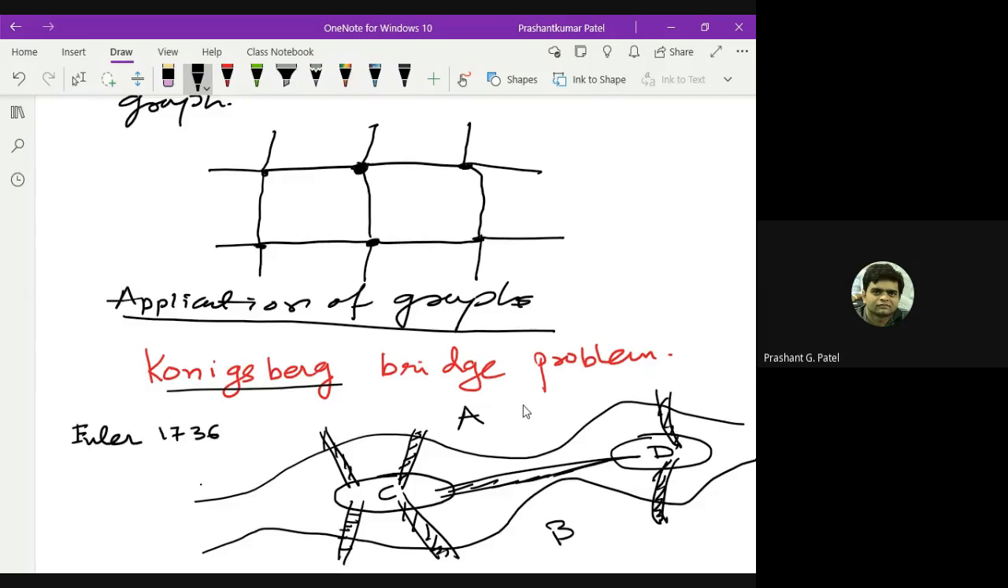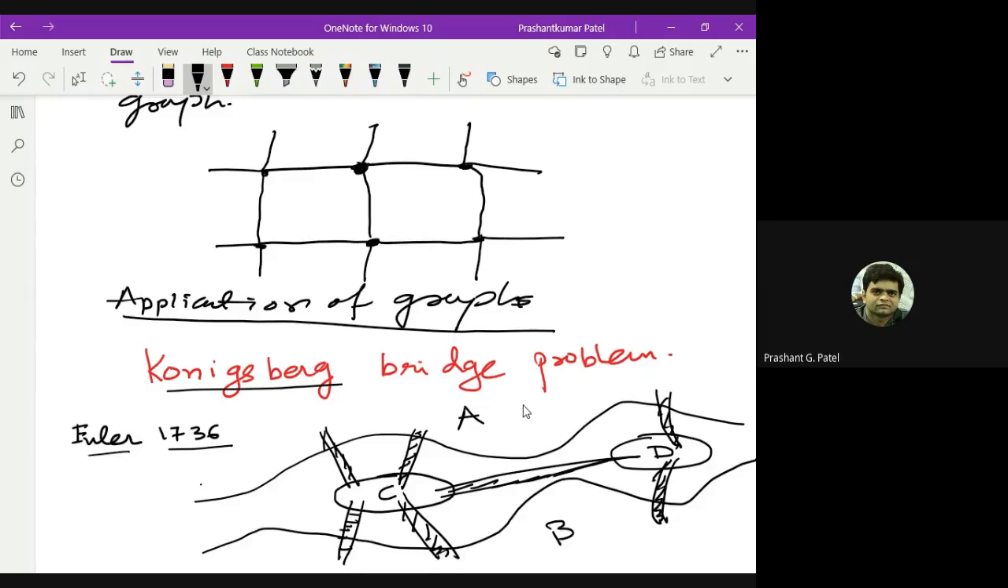The problem is you have to travel every bridge of this river exactly once without repeating it, and you have to reach back to the same part. That means if you start at A, then you have to visit every bridge. There are 7 bridges, so you have to travel all 7 bridges and come back to the same place. That was the problem, and it was solved by Euler in 1736 in one of his research papers.